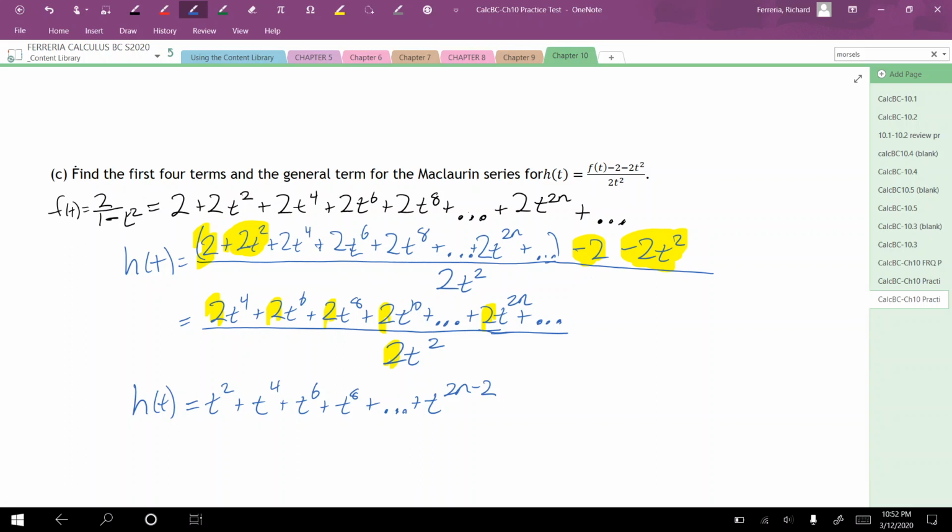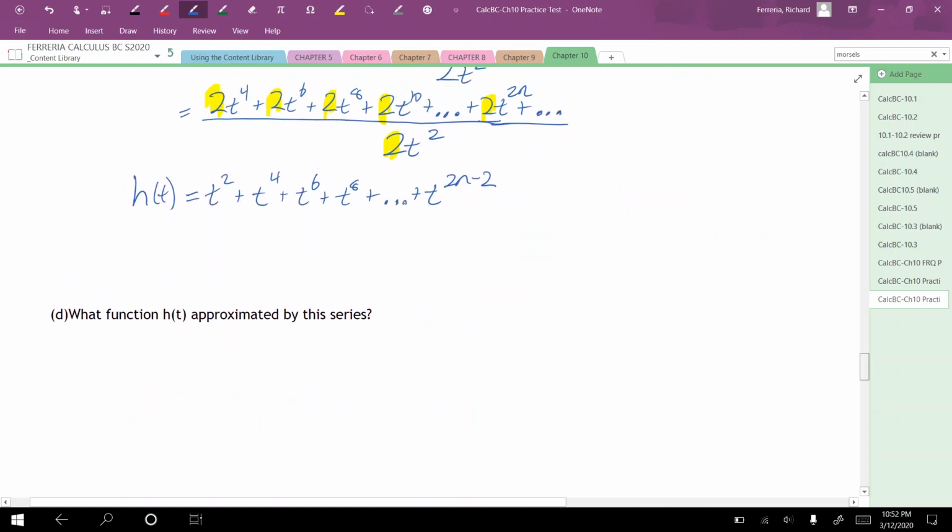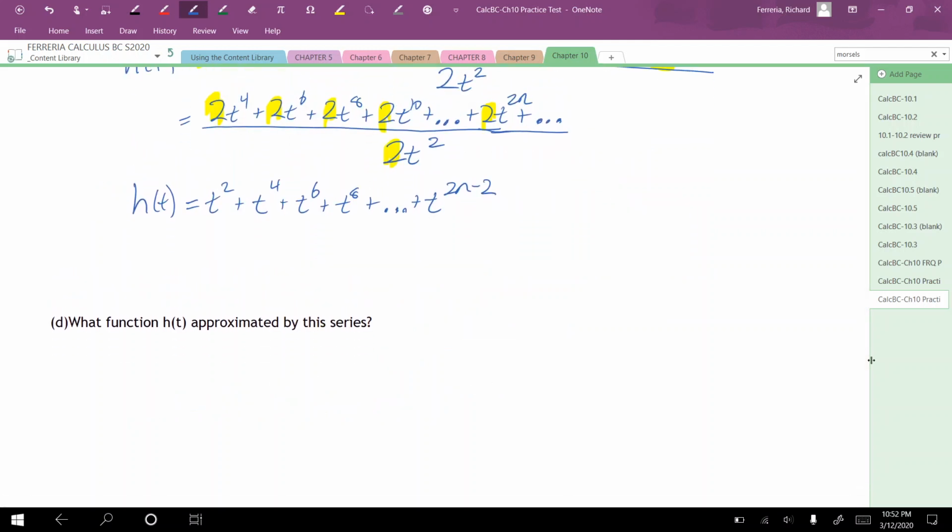I think there's a letter D here, so let's get to that. What h of t is approximated by this series? Well, what series is this? What kind of series is this? Whenever it's asking you for the function that goes with a series, there are really only two broad categories to look at. Number one, it could be a geometric series. Number two, it could be a Maclaurin series that you've hopefully memorized by now.